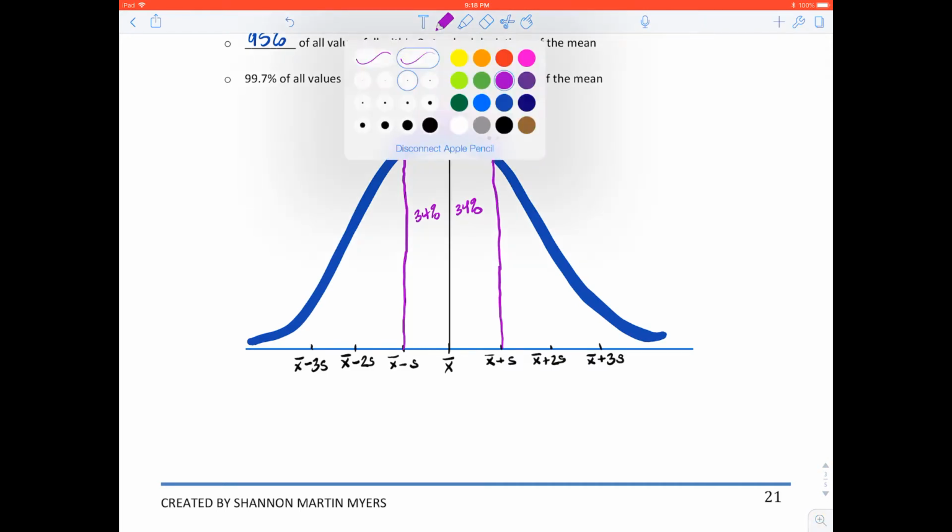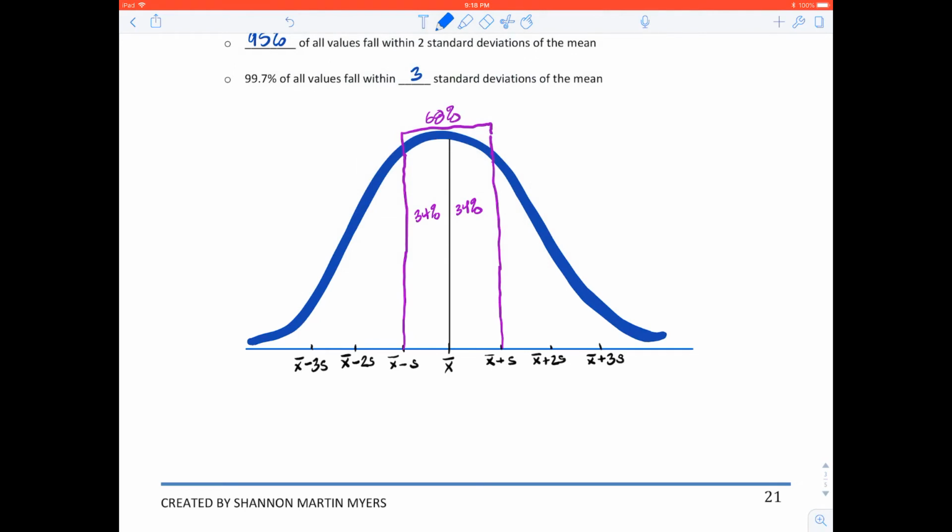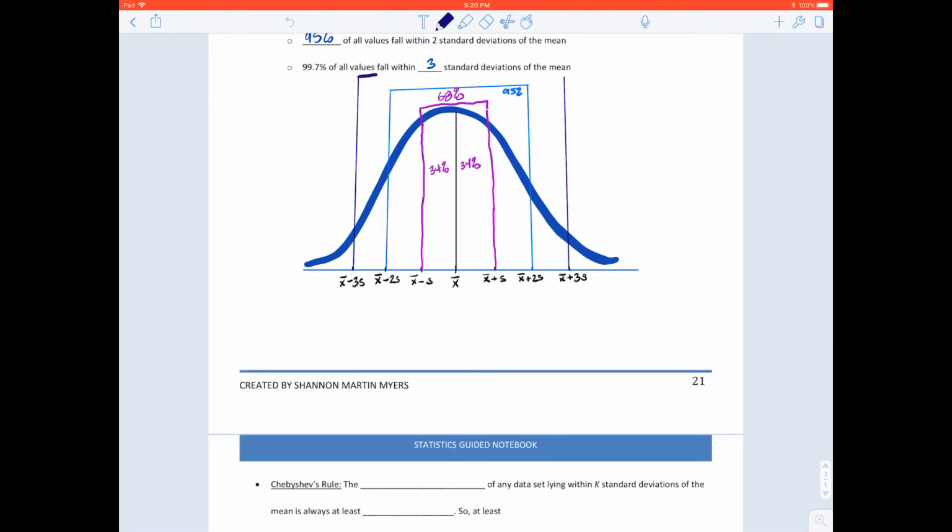And next up, let's see, within 2 standard deviations, 95% of our data values lie. So 95% of our data values. 3 standard deviations from the mean. Within those parameters, we'll have 99.7%.